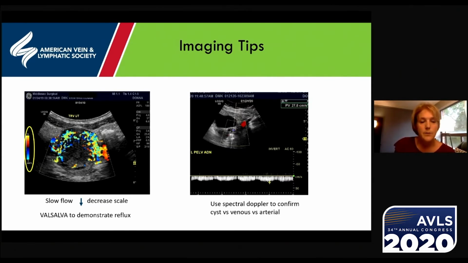And you want to evaluate these veins with your scale very low. They're very slow flow vessels. So you want to decrease your scale, and you can have the patient perform a Valsalva maneuver. And as Alita said yesterday in our session, when the patient bears down, it lights up just like a Christmas tree. It's really impressive imaging.